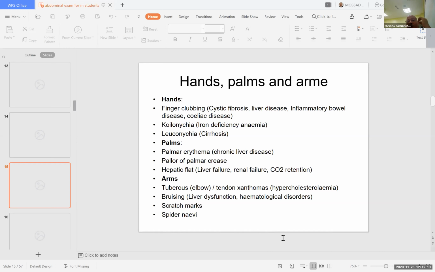The arms also are very important. Okay, if there are tuberous xanthomas in the elbow area, all this can guide you to hypercholesterolemia. Okay, bruising can be developed either from ITP or the patient has chronic liver disease. Is there any scratch marking? Scratch marking will occur with cholestatic jaundice. It is very important. Spider nevi also has its own importance.